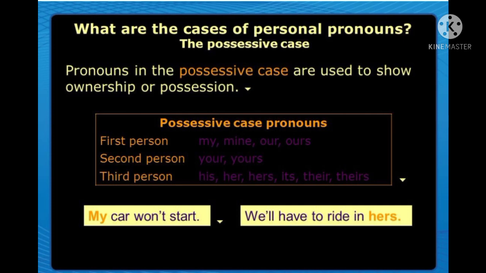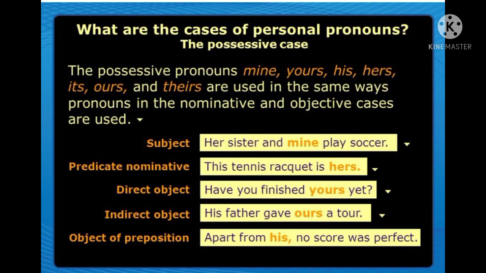So possessive case pronouns, first person, second person, and the third person. Example here is my car won't start. We'll have to ride in hers. The possessive pronouns mine, yours, his, hers, its, ours, and theirs are used in the same ways. Pronouns in the nominative and the objective cases are used. These are some examples.